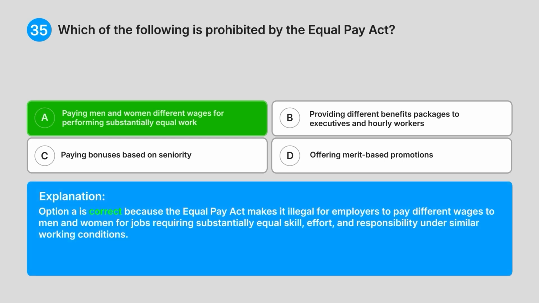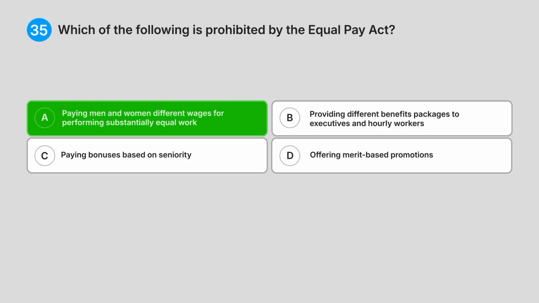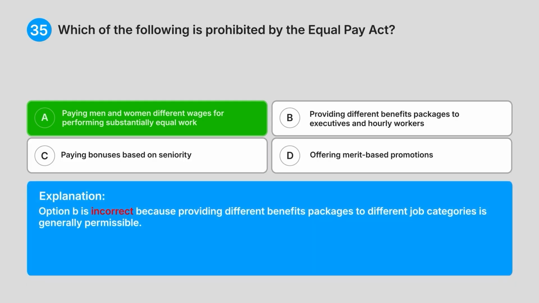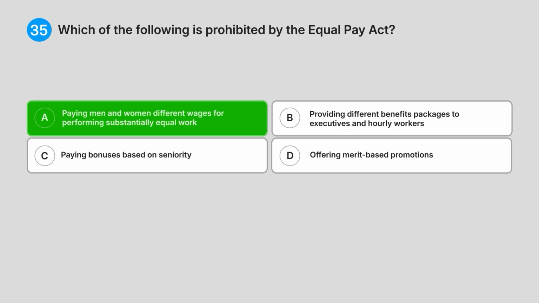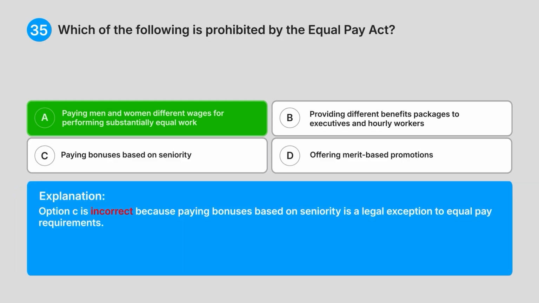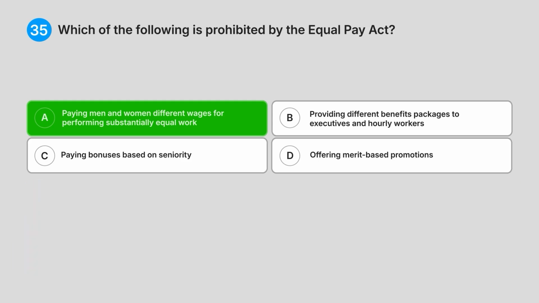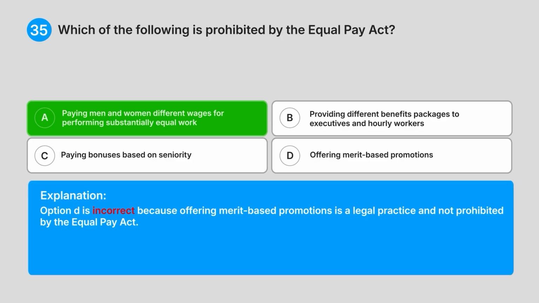Explanation. Option A is correct because the Equal Pay Act makes it illegal for employers to pay different wages to men and women for jobs requiring substantially equal skill, effort, and responsibility under similar working conditions. Option B is incorrect because providing different benefits packages to different job categories is generally permissible. Option C is incorrect because paying bonuses based on seniority is a legal exception to equal pay requirements. Option D is incorrect because offering merit-based promotions is a legal practice and not prohibited by the Equal Pay Act.